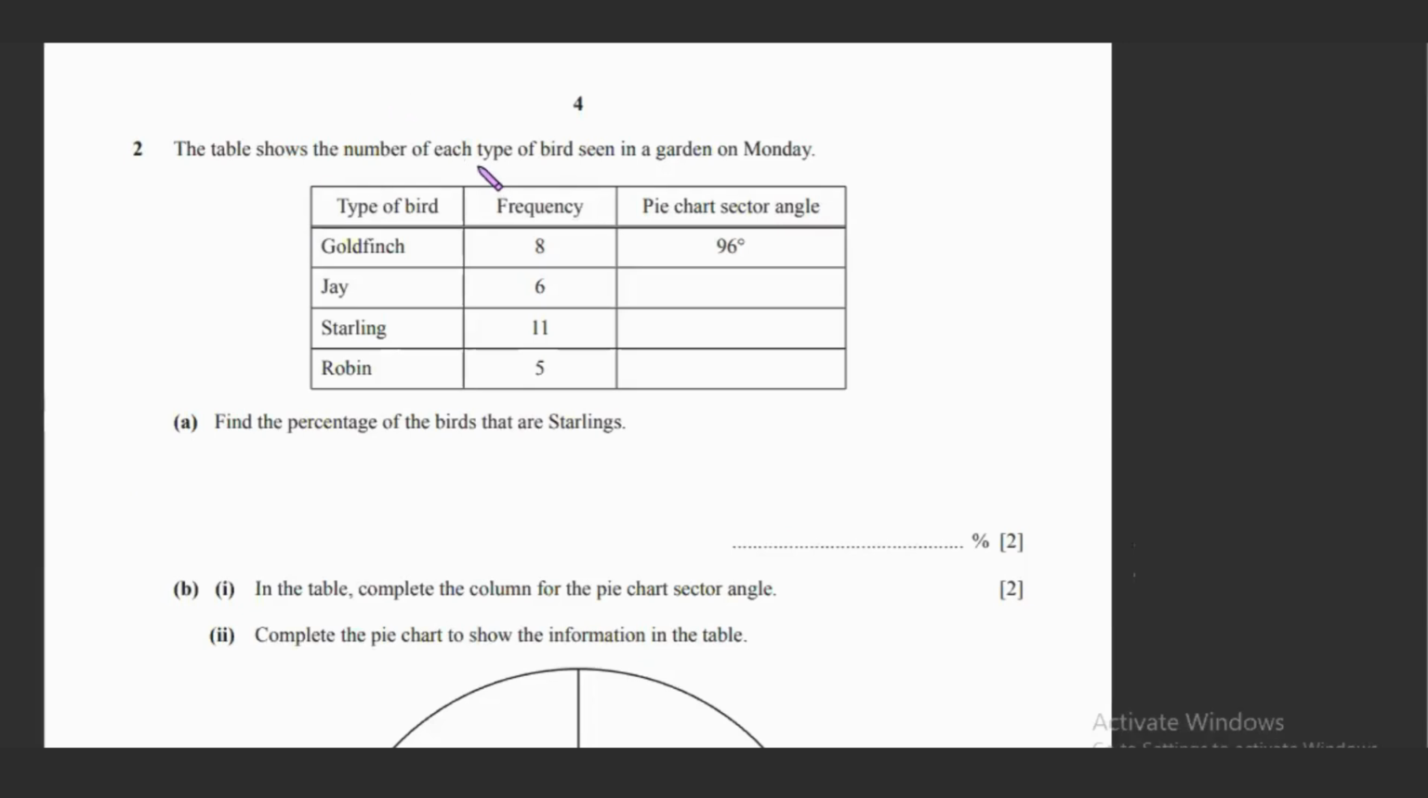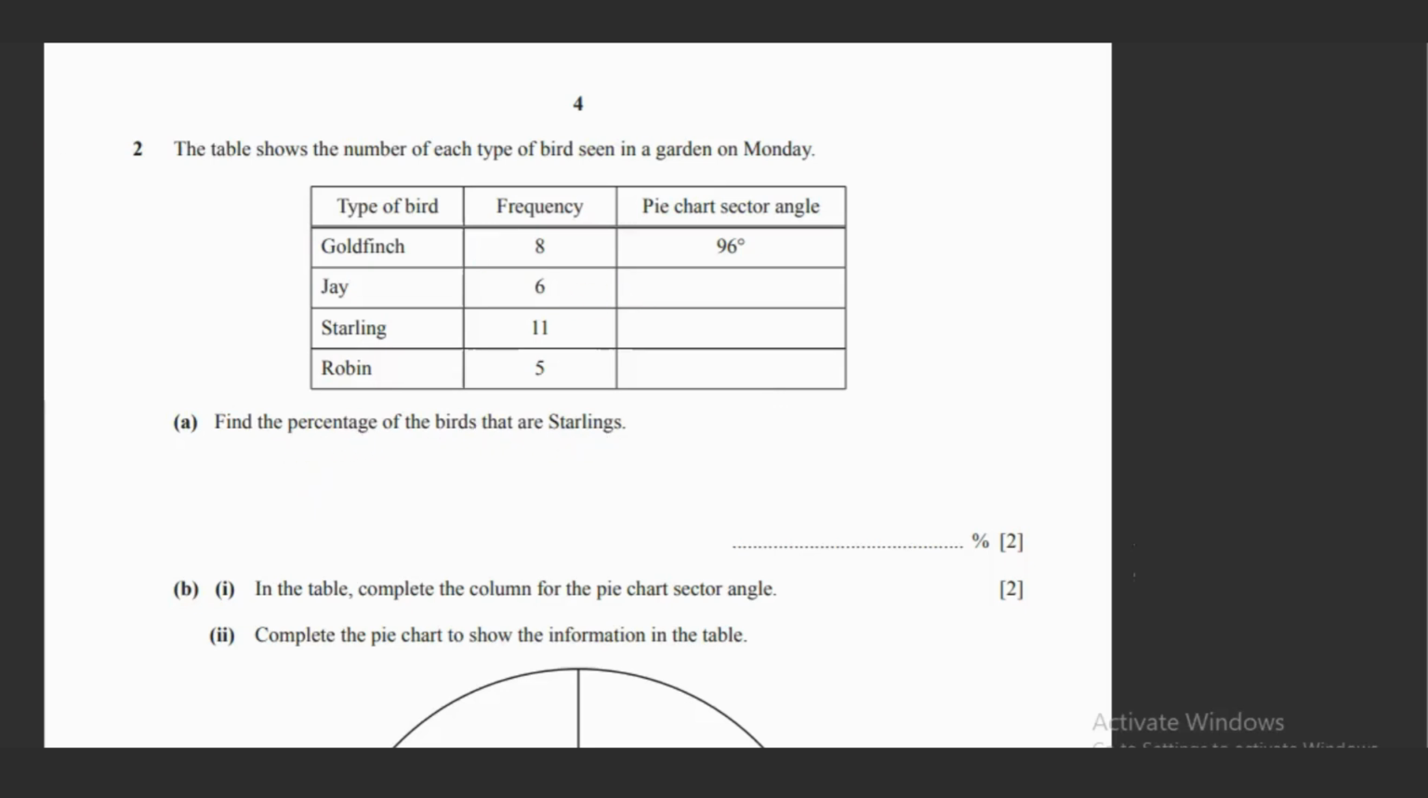The table shows the number of each type of bird seen in a garden on Monday. There are different types of birds seen, and the frequency is given, and the pie chart sector angle is given here, but it's incomplete. The first question is, find the percentage of the birds that are starlings.